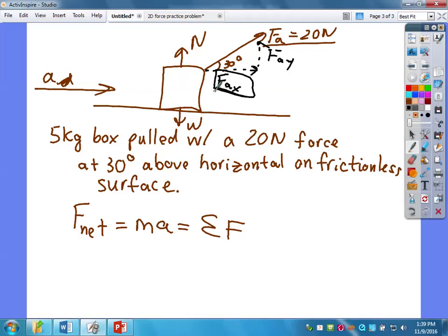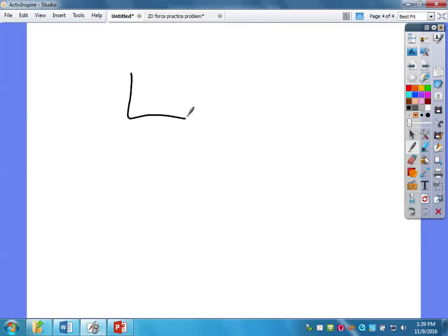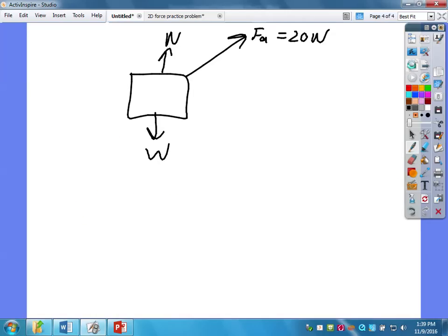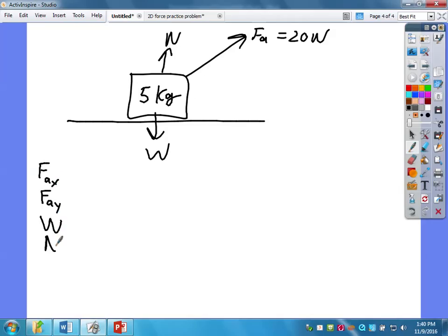I'm going to go to a new page and redraw this again. Normal, 20 newtons, 5 kilograms. What if I wanted to solve for everything like you had to do in the last unit? Now I have to solve for F_Ax and F_Ay, but I also need the weight, the normal, the net force and the acceleration of the object. The frictional force is 0, so I'm going to ignore that. These are things that we did last time. The only two new things are the components. So let's go ahead and solve for everything.